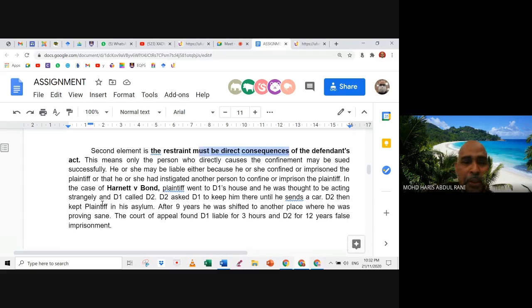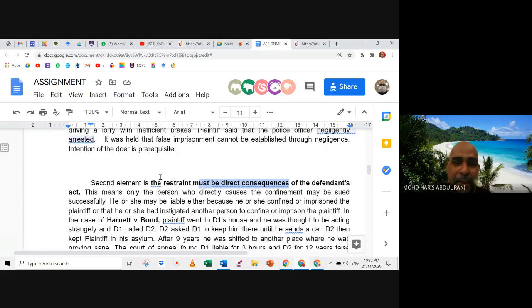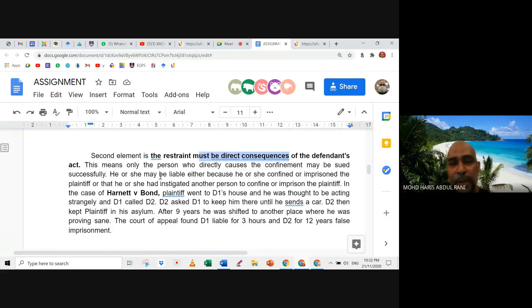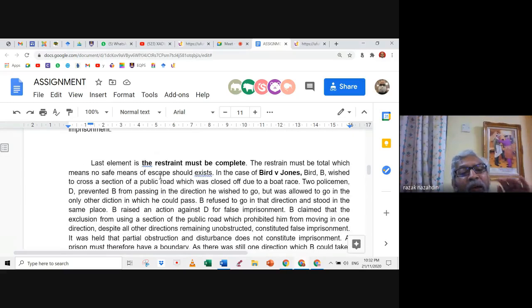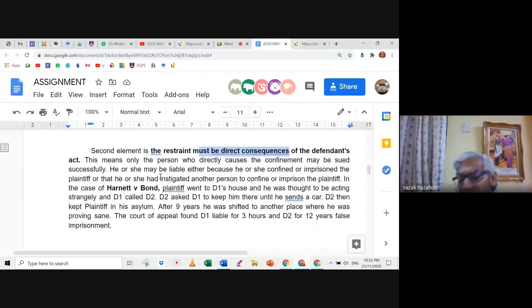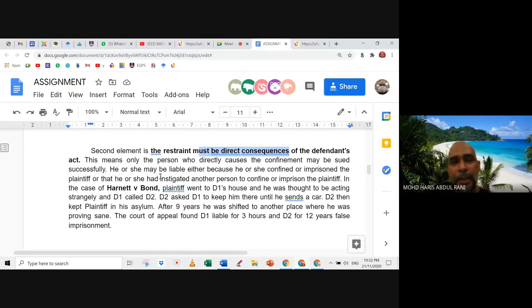So if you want to make it stronger, you add two more cases, trying to emphasize that it is a direct consequence of the defendant's act, something that is real, something that is the law. Hornet, please correct me, I think Hornet is to support the mental state, not direct consequences. That's it, I cannot go into detail, but I'm telling you the technique rather than the content.